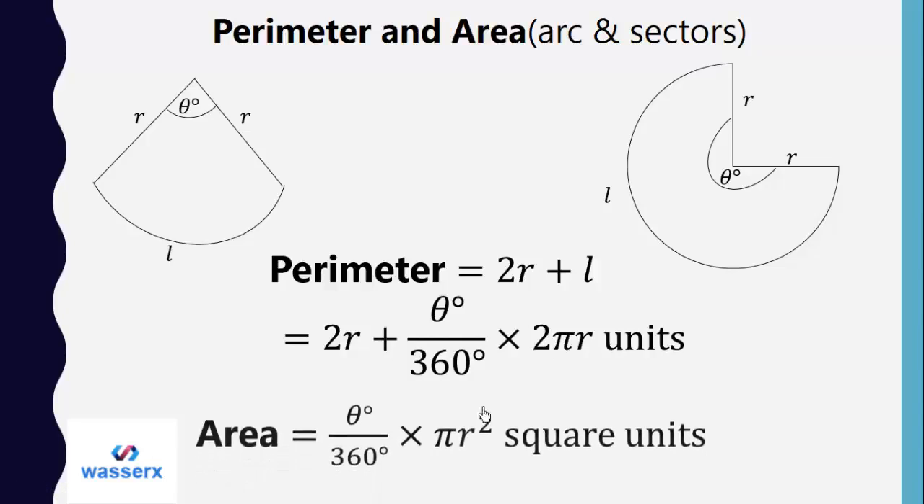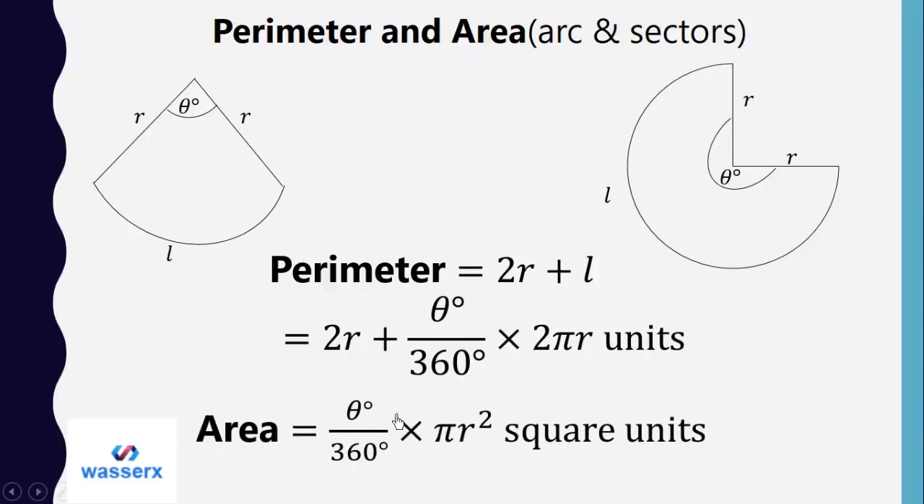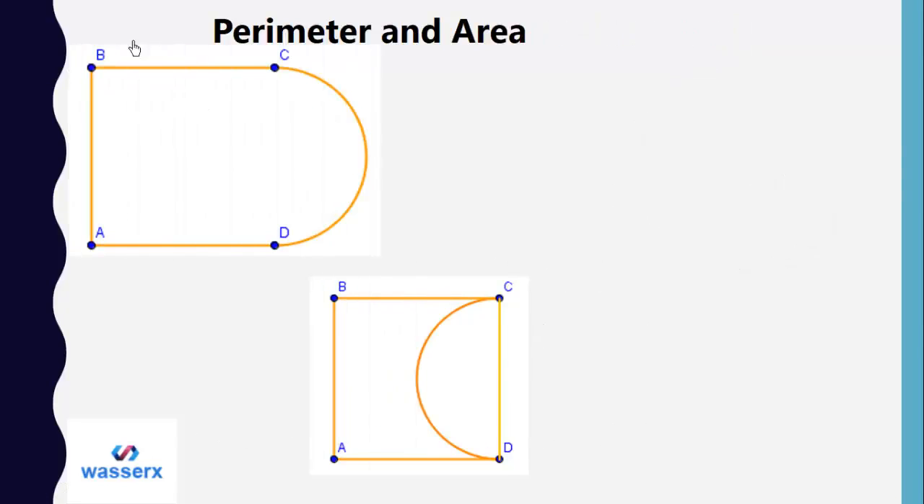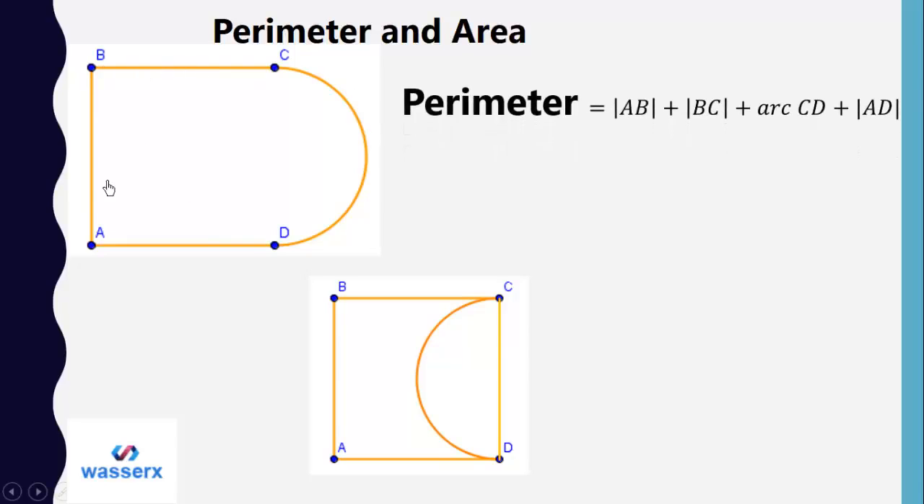The area is given by this. Area is theta over 360 times pi r squared. If we want to find the area of composite shapes like this, we can also do that. We know this is made up of a square or a rectangular shape and a semicircle. So the perimeter is given by AB plus BC plus this arc CD plus AD, and we know that this is an arc.